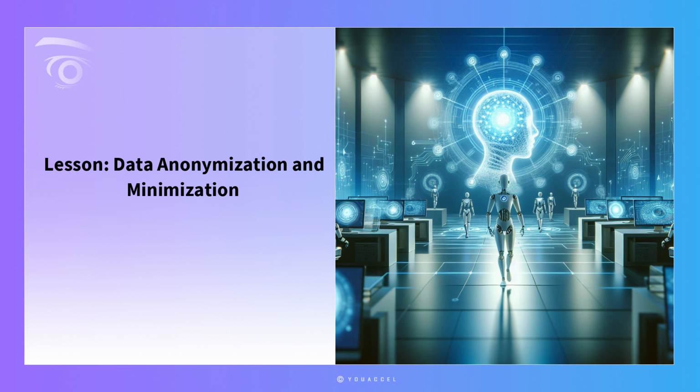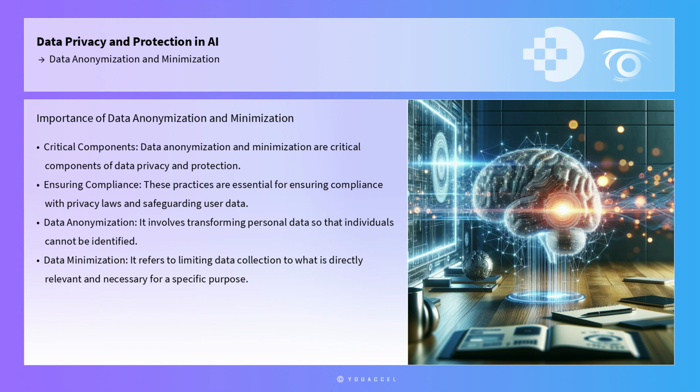Lesson: Data Anonymization and Minimization. Data anonymization and minimization are critical components of data privacy and protection, particularly in the context of artificial intelligence, where vast amounts of data are processed and analyzed. These practices are essential for ensuring compliance with privacy laws, safeguarding user data, and maintaining trust in AI systems.